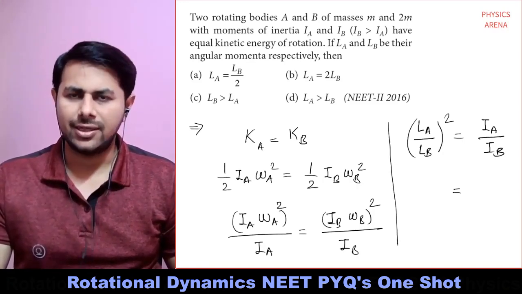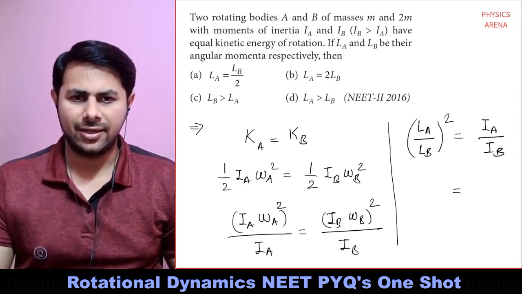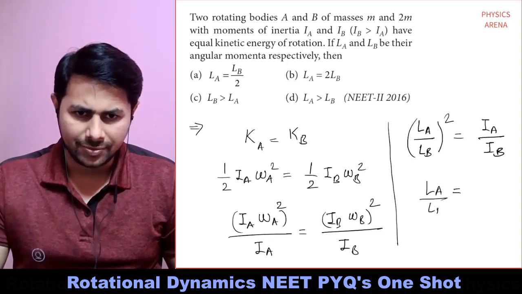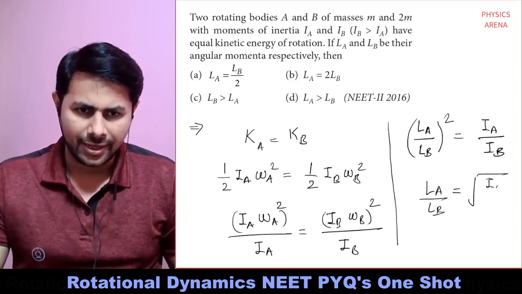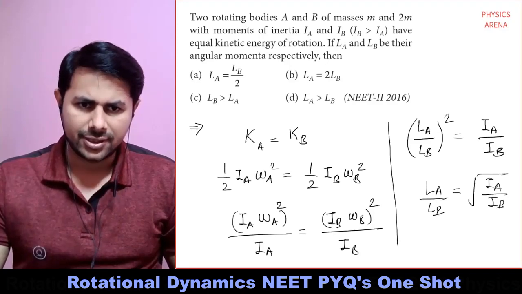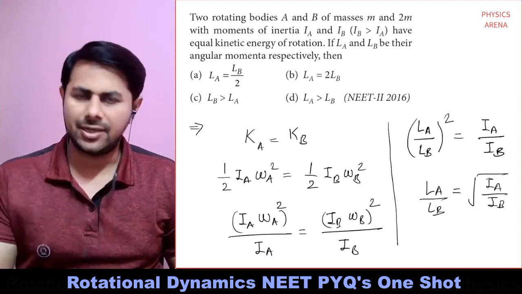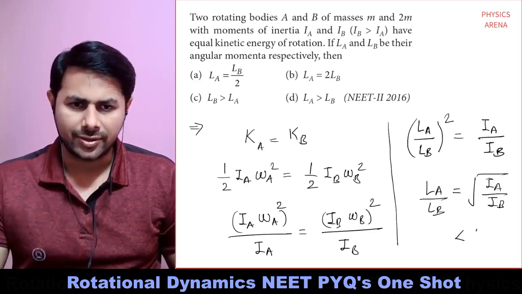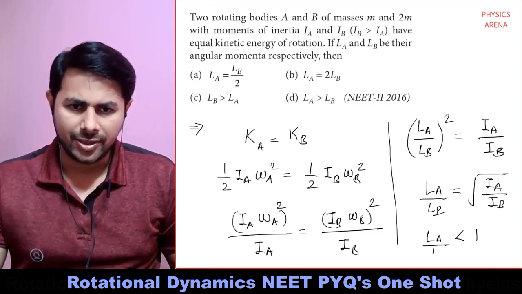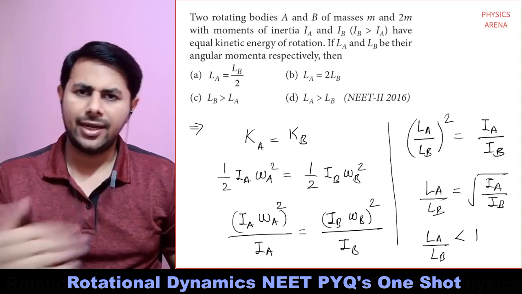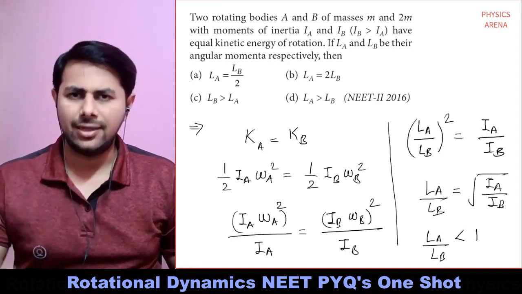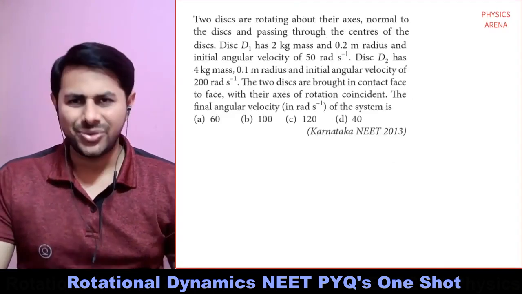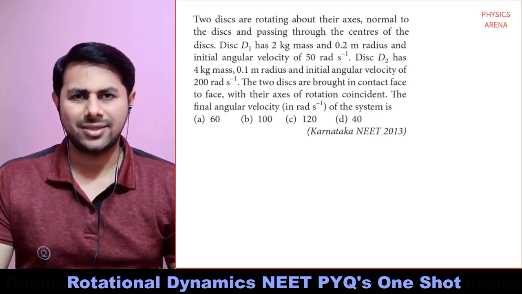This thing will be less than 1 because Ib is greater than Ia. So then you can take La upon Lb equal to square root of Ia upon Ib. This is less than 1 because Ib is greater than Ia. Therefore the square root will also be less than 1. So La upon Lb is less than 1. Take Lb on the other side. So you get La is less than Lb, or Lb is greater than La. Option C.